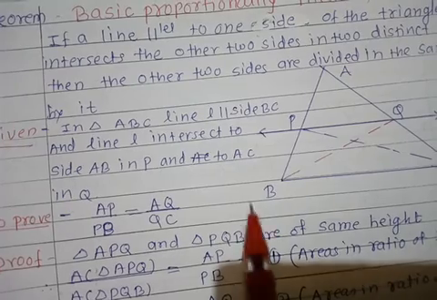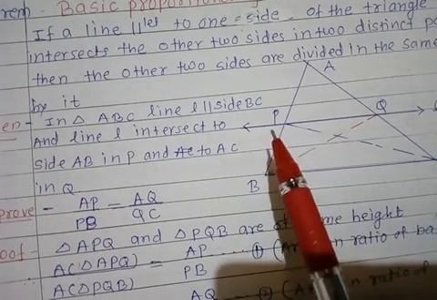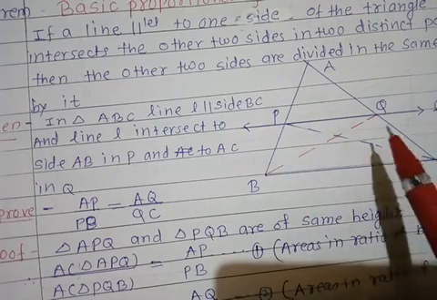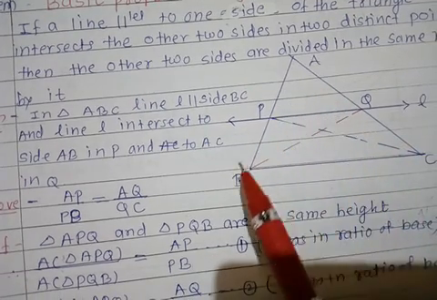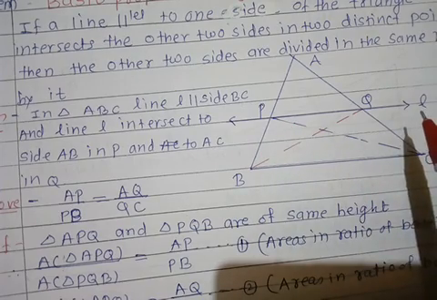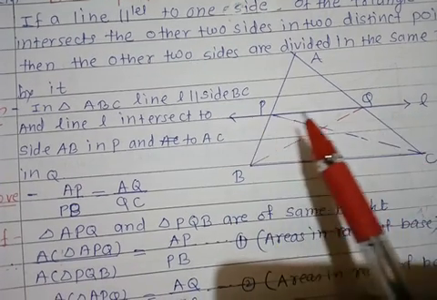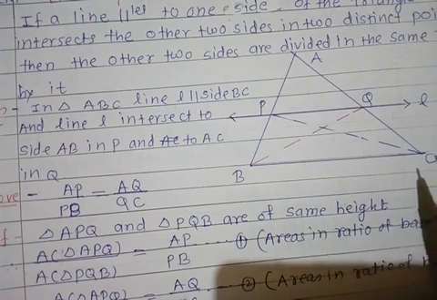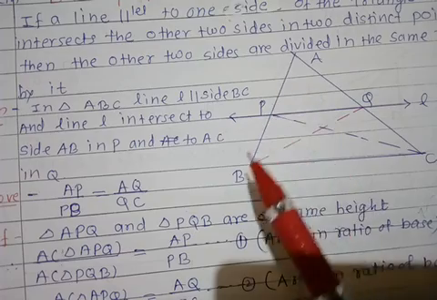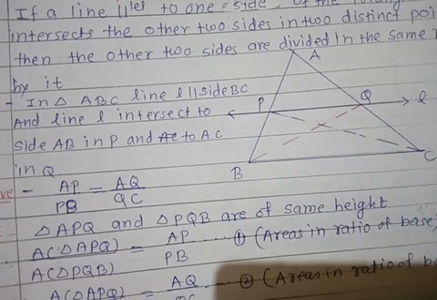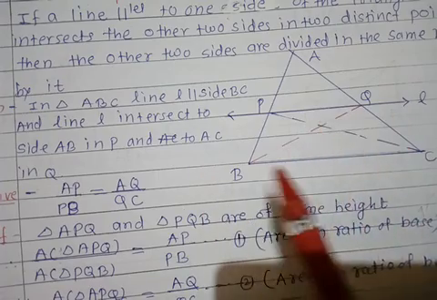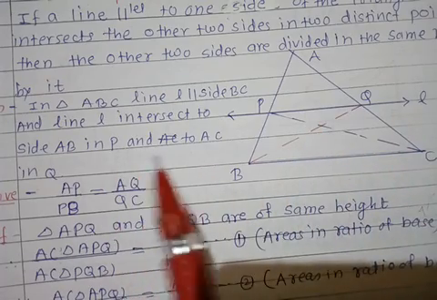What is given? A parallel line in a triangle ABC. In triangle ABC, line PQ, or it is called L here, is parallel to side BC. It is seen clearly in the figure. And by looking at the figure, not by memorizing this, but only by seeing the figure, you have to write the theorem. That is the proof.